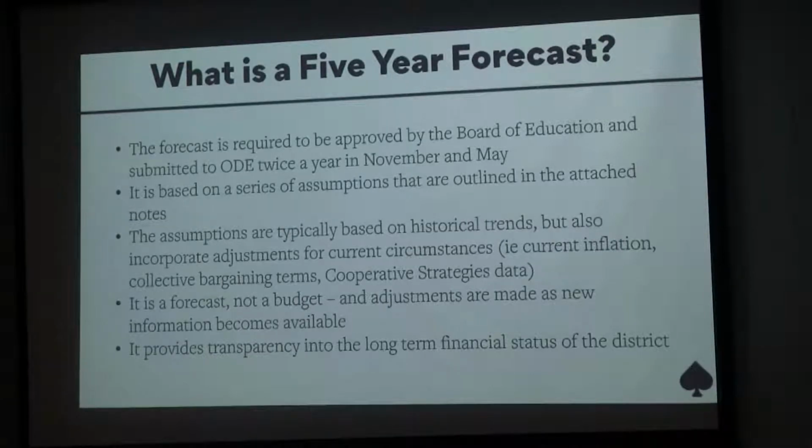But I'll walk through some of those underlying assumptions that we've made for this forecast. The assumptions are all based largely on historical trends, but we also include adjustments for known circumstances. So, for example, inflation. We know that's going to be out of the norm based on our historical trends, so we've adjusted for that. We have, of course, collective bargaining terms that we know for the next 3 years, and some of the cooperative strategies data that we've looked at the past couple of meetings has been included as well.